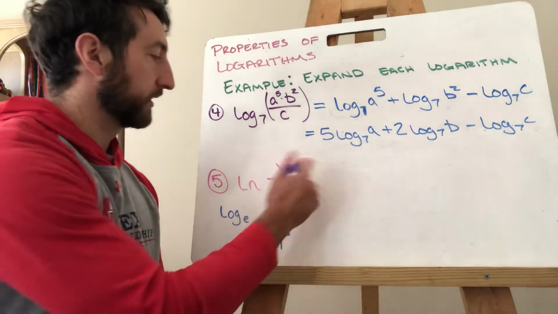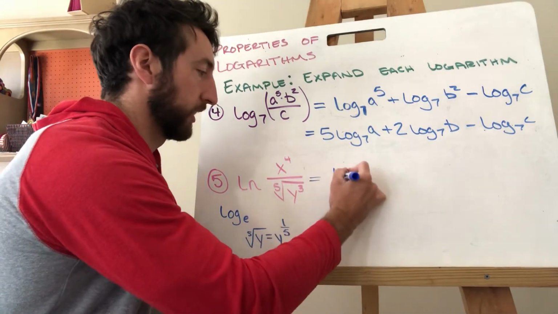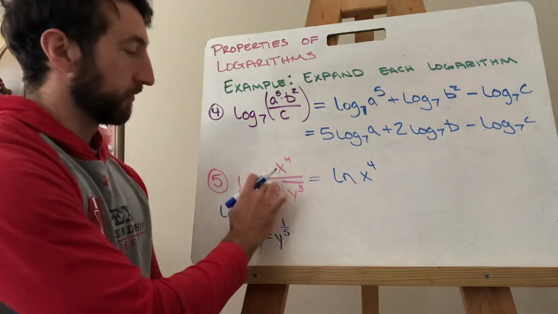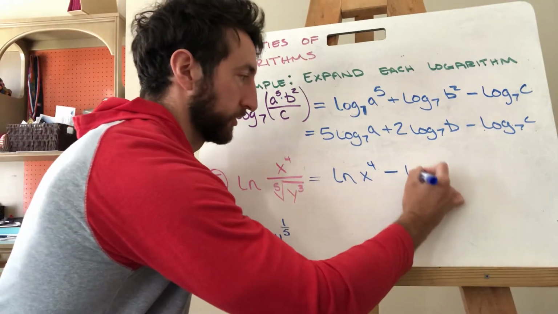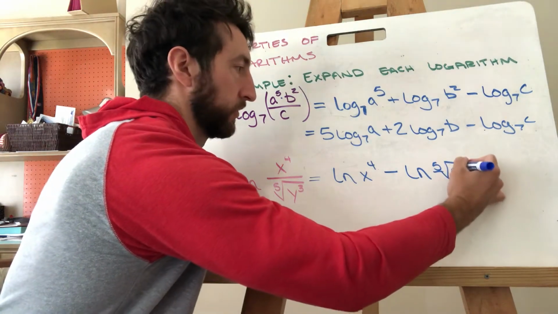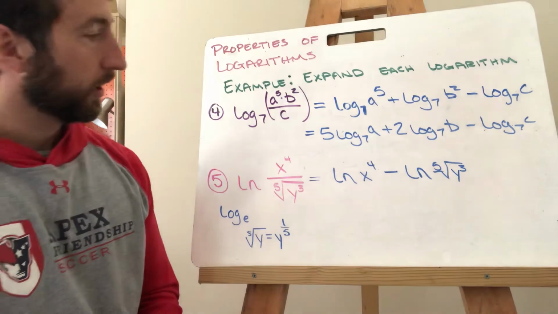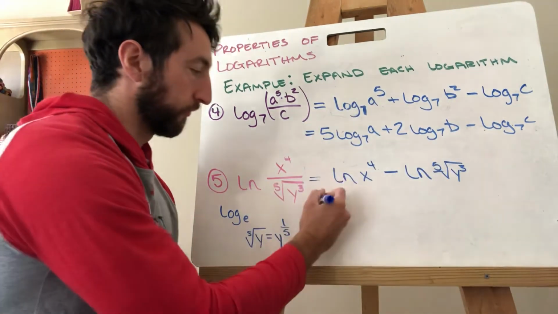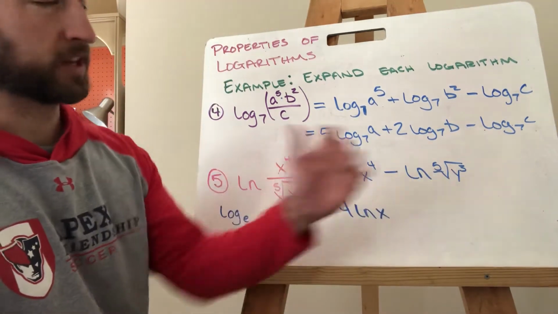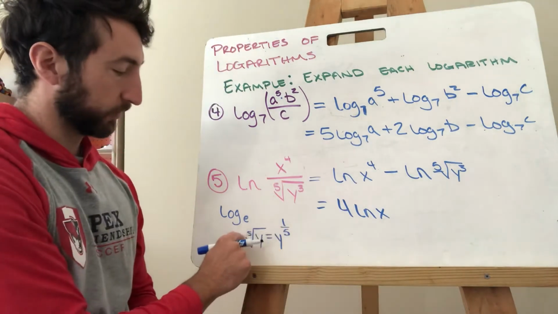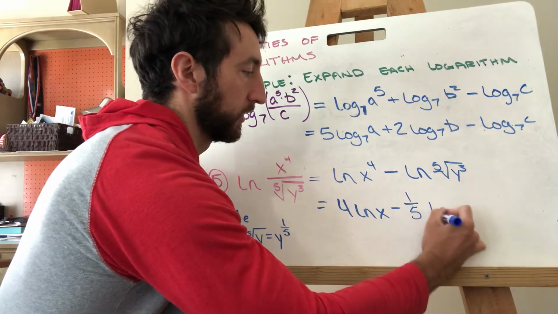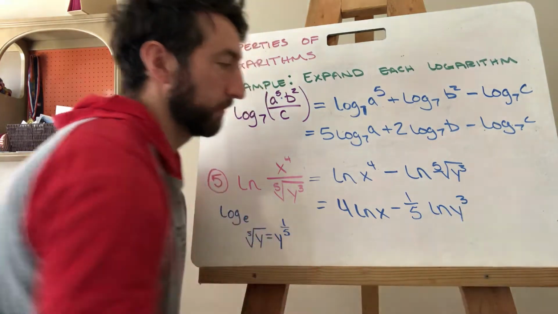So if I want to expand this, the first thing I would do is write ln. So ln, we got x to the fourth. And then I'm dividing, so this is going to become subtraction. So natural log of the fifth root of y to the third. All right, and then we have to use our power rule. So the 4 moves out front. And then over here, I'm going to do it in two parts. So remember we said that if it was a fifth root, it becomes 1/5. So I'm going to do minus 1/5, and then natural log of y to the third power.